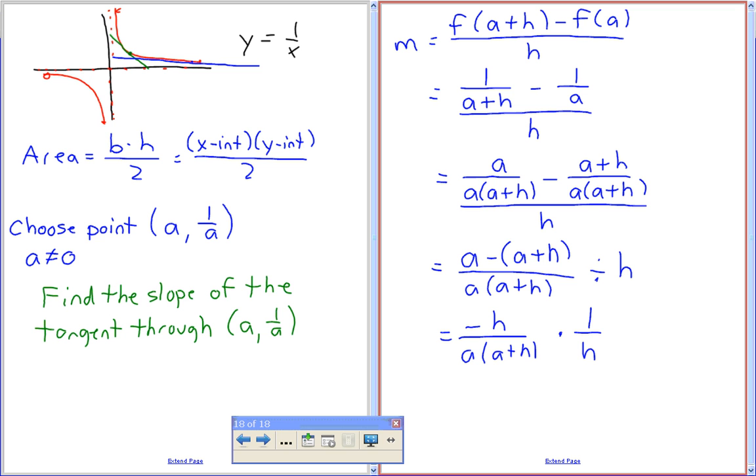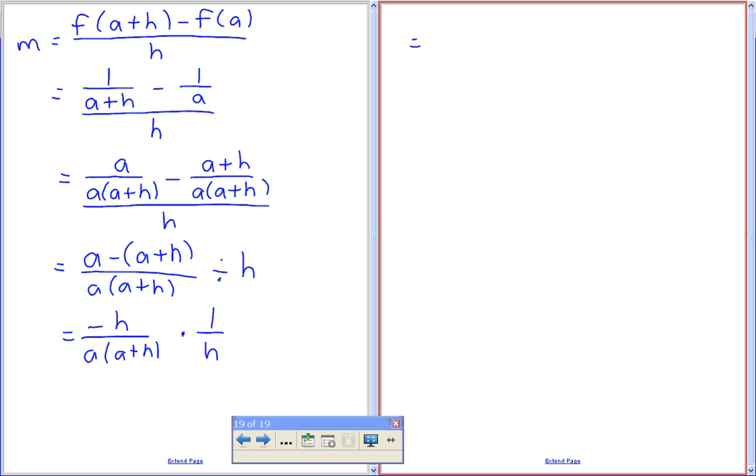Nick, I'm picking on you. What do I do from here? Essentially just multiply across. You can do that, that's fine. So it's going to turn into negative h all over h times a plus h. Nick, you're not out of the water yet. What does that turn into?